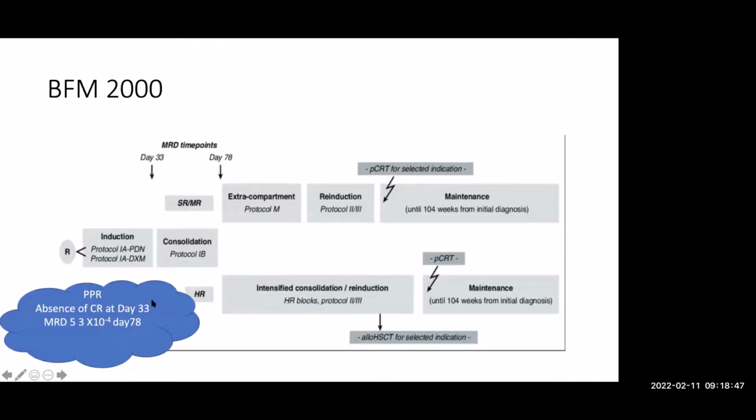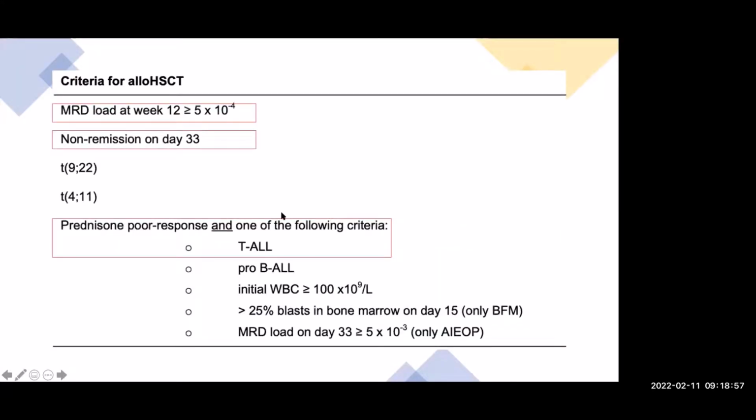Other patients who are standard risk received regular conventional chemotherapy, and patients are allowed allogeneic stem cell transplant if the patient has absence of complete remission at the end of induction, persistent MRD positivity at week 12, and poor prednisolone response.